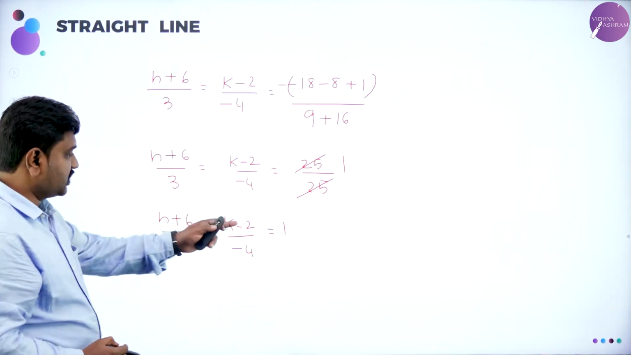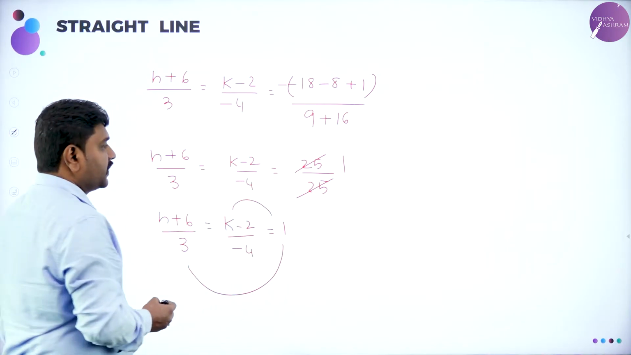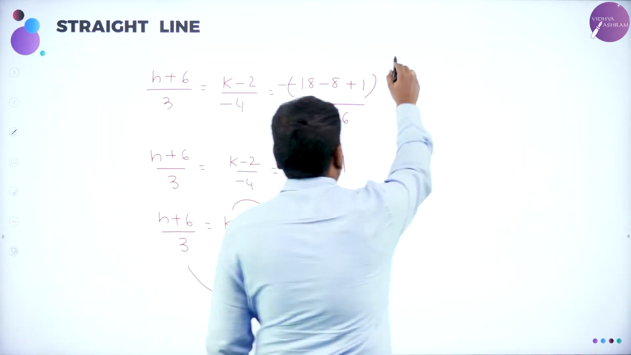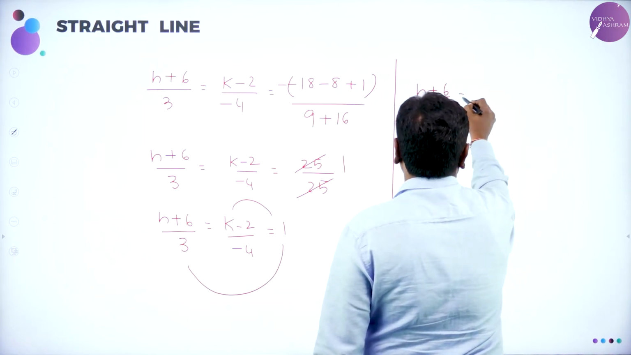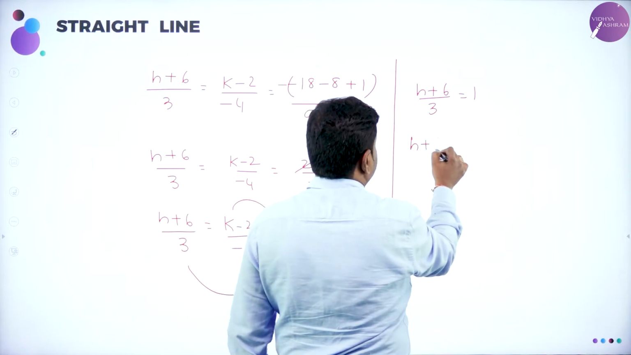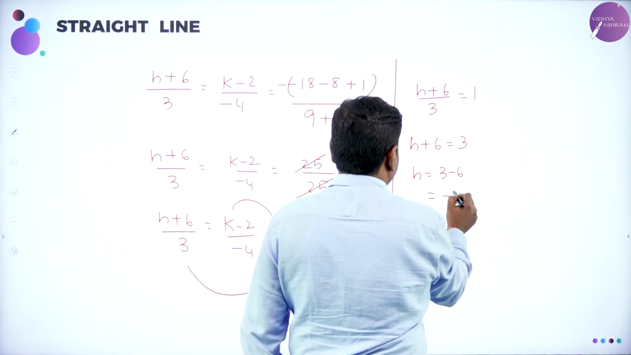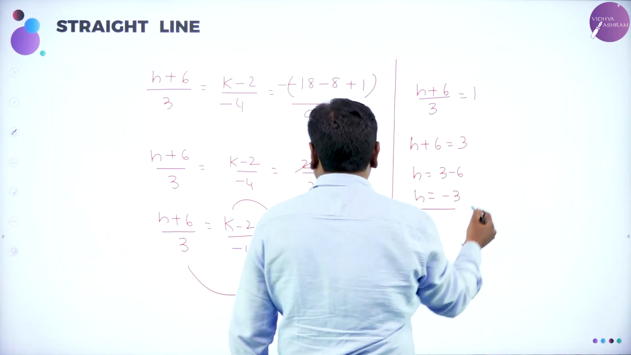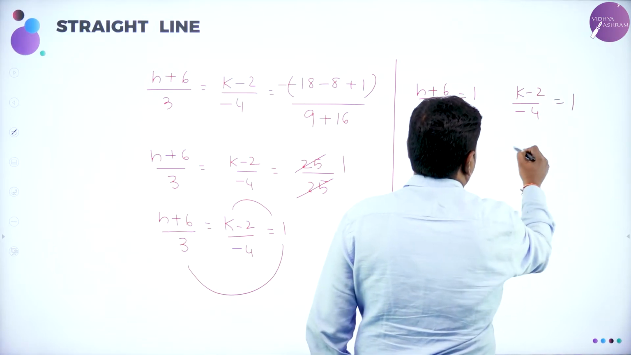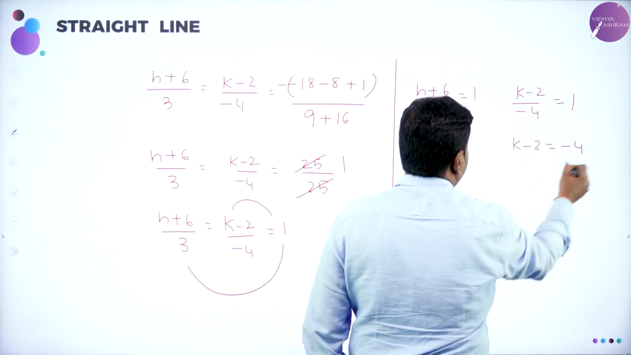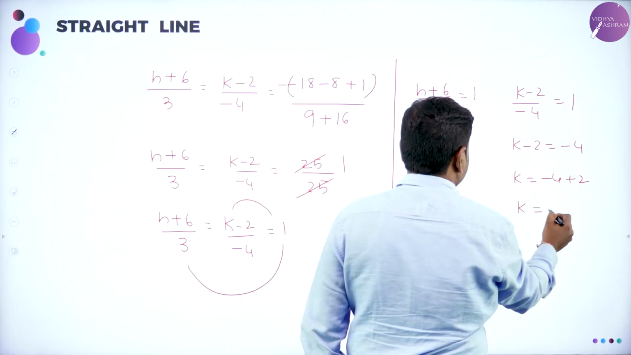Now equate the first and last term to get h and equate these two to get k. So now here h plus 6 divided by 3 is 1. Solving this, you will get h plus 6 is equal to 3. h is equal to 3 minus 6. h is minus 3. Similarly, k minus 2 divided by minus 4 is 1. k minus 2 is minus 4. k is equal to minus 4 plus 2. And k is minus 2.